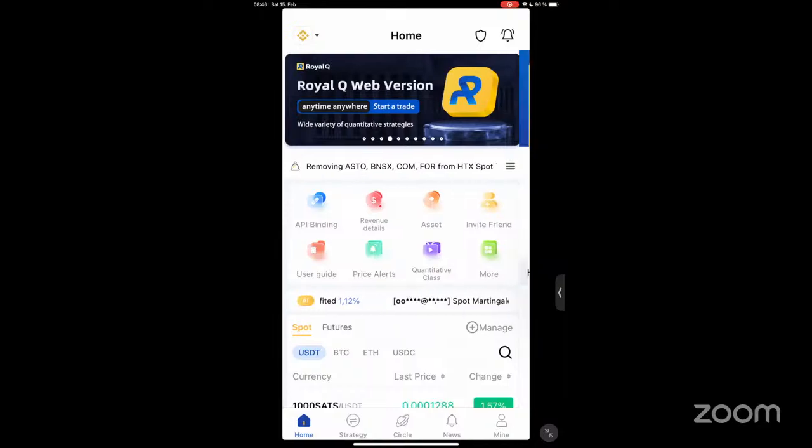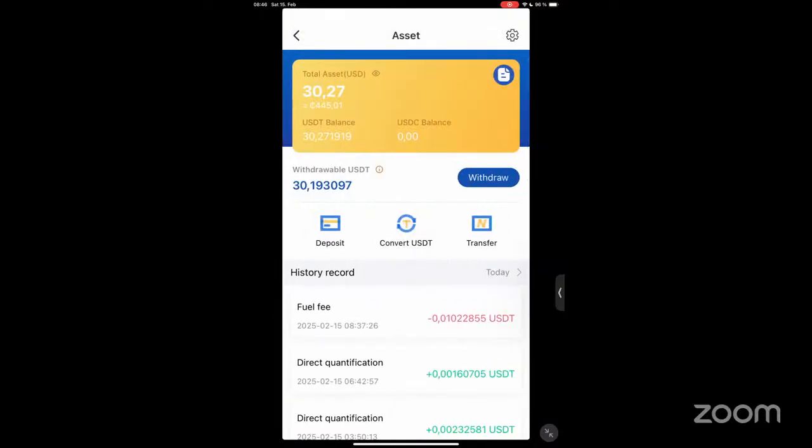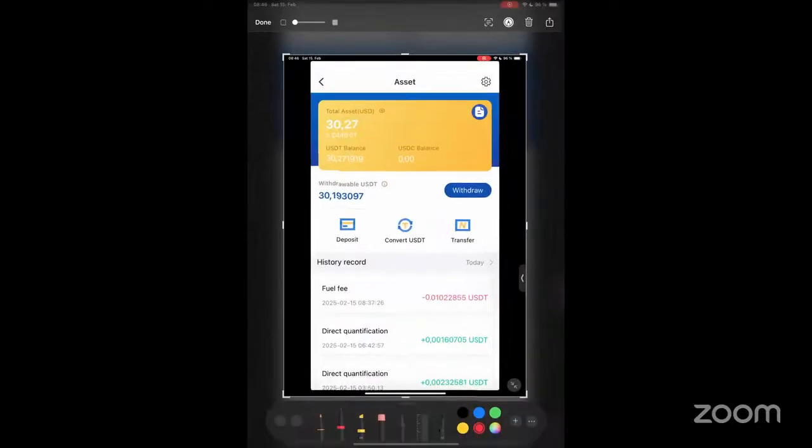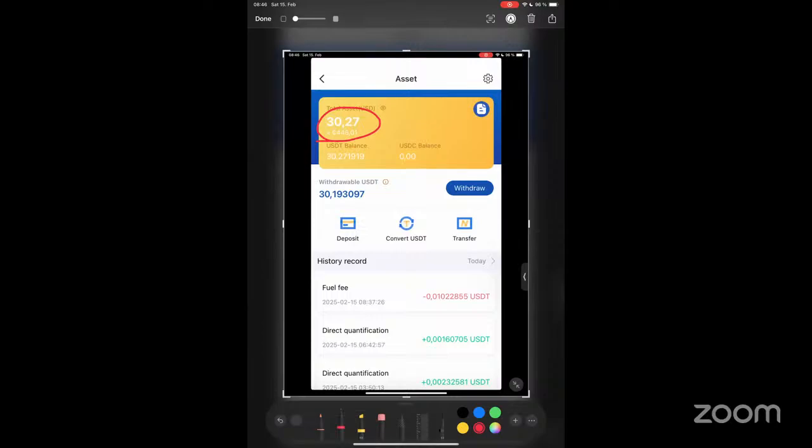Let us go to assets. So assets, this is the total assets. When you deposit your subscription fee of 120 plus fuel fee of 20, you would see 140 under the total assets. Once you activate, you will see 20 left. Now this 20 is your fuel fee. Anytime the robot buys, sells for you, you make profit, this fuel fee will be reducing.